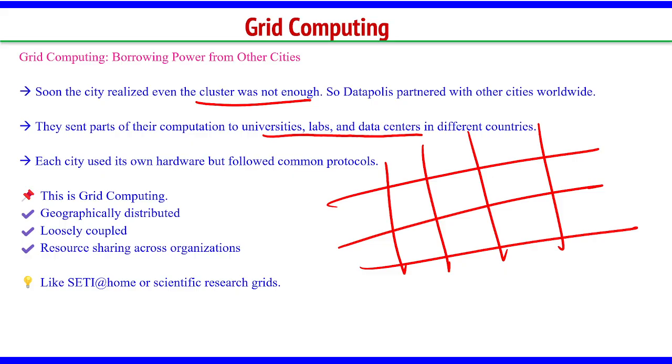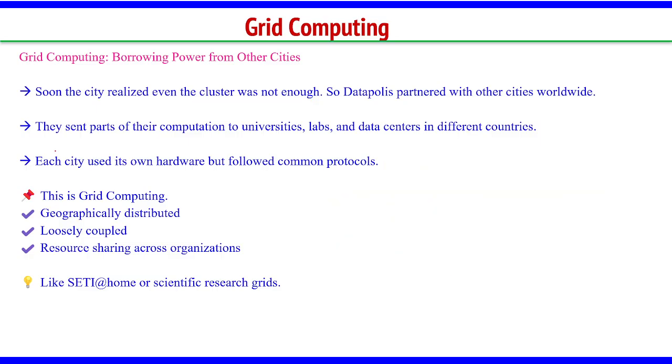So they sent the data to all the other cities and other countries, taking their help to solve the problem. Each city used its own hardware but followed common protocols. So they solved the problem. Everyone followed the same protocols. I think the best example is SETI. This is there even in NIT Trichy. SETI was also established for all universities. I will give an example to you.